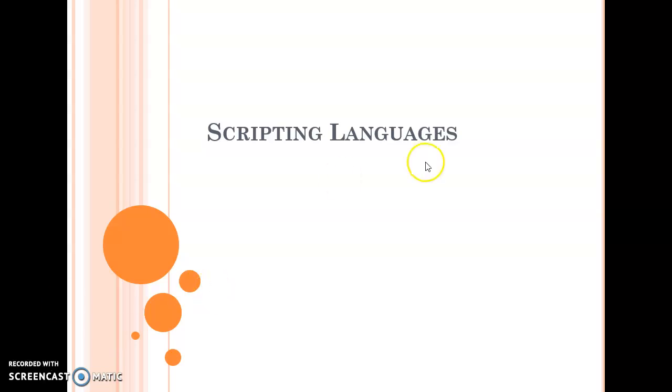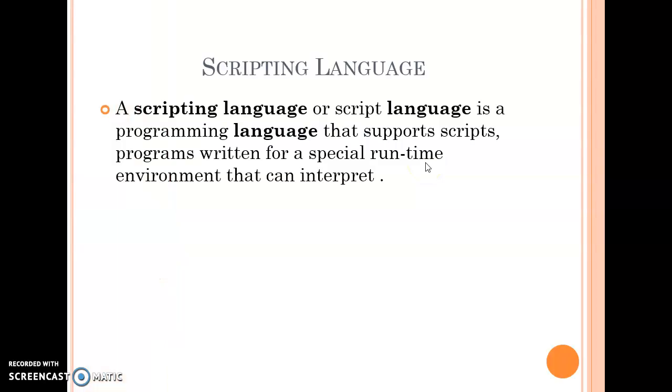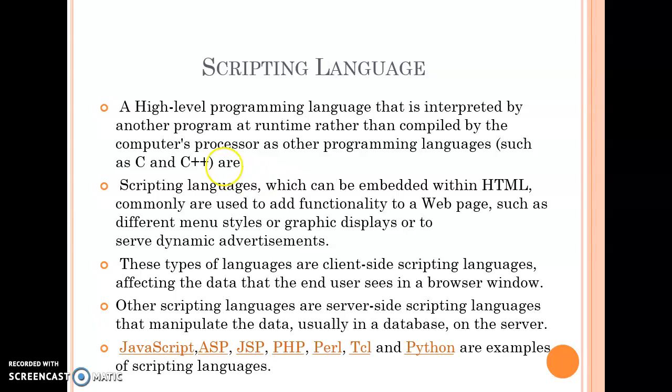Scripting language, or script language, is a programming language that supports scripts, programs written for a special runtime environment that can be interpreted. All scripting languages are interpreted languages. It is a high level programming language that is interpreted by another program at runtime rather than compiled by the computer processor as other programming languages such as C, C++. Programming languages are high level languages, so they are compiler dependent languages.